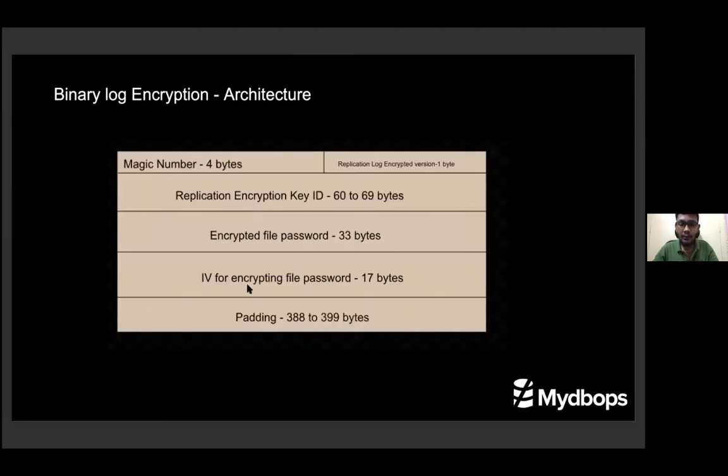Yeah. So as we said earlier, this is a two-tier architecture. It will have the encrypted file password in this segment, and the encryption key will be present here in the replication encryption key ID. The magic number will have the details of whether the binlog is encrypted or not.